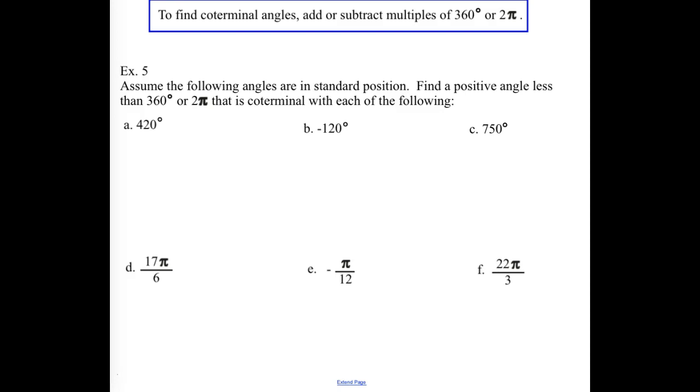Okay? So, I want you to picture 420 degrees. Is that more than a full rotation? All right. If we add another 360 degrees, we're making it too big, right? They want an angle that's between 0 and 360 degrees. We can't keep adding to it. But we could subtract 360. So if I subtract 360, what do we get? 60 degrees.